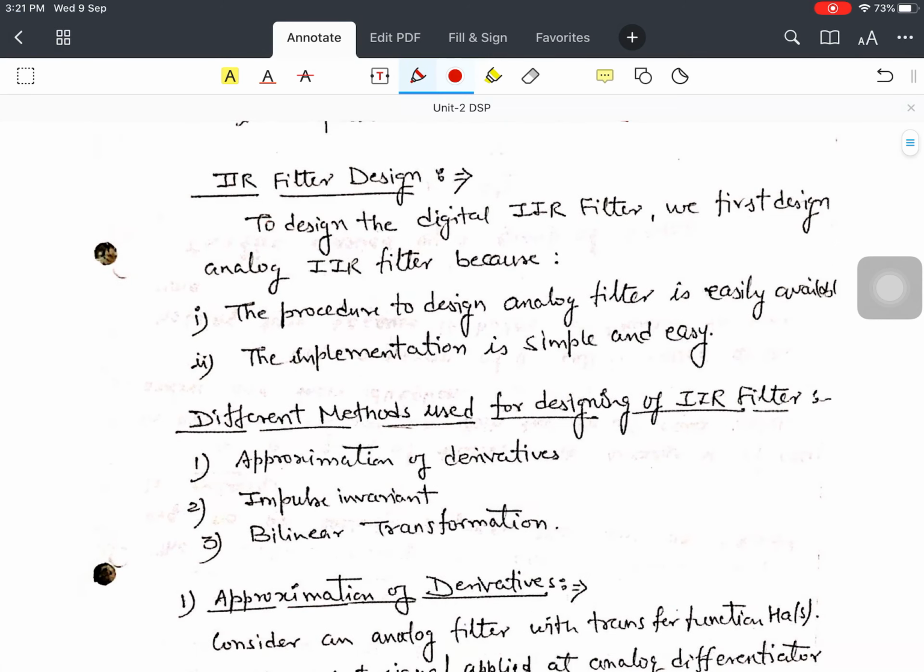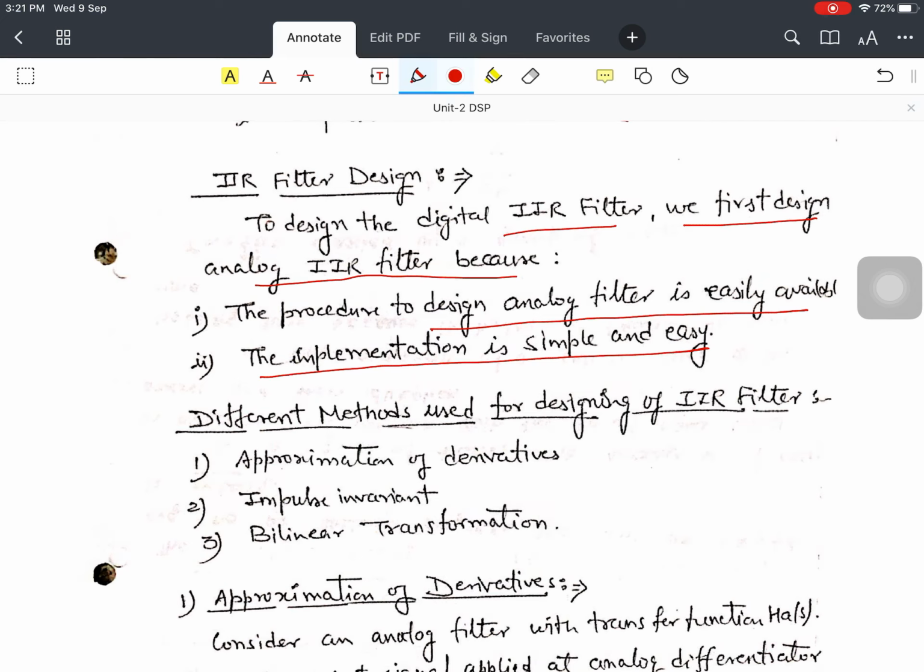So if we talk about IIR filters, to design the digital IIR filter, we first design analog IIR filters. When we design a digital filter, what do we do first? We go towards analog filter designing. The reason is that the processes to design an analog filter are easily available. So the first benefit is this one, and the second one, the implementation is simple and easy. So we have two advantages for designing this IIR.